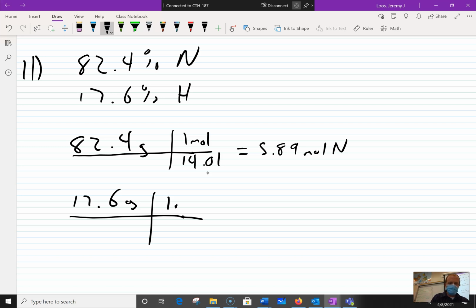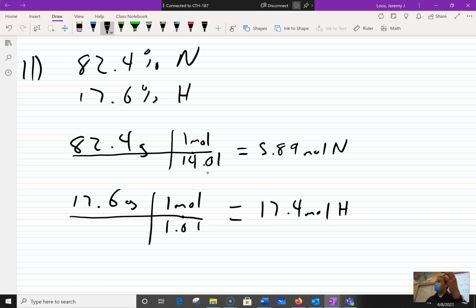Same thing with the hydrogen. I'm not going to use 2.02. I don't have a chemical reaction here. I'm just going to do the normal mass from the periodic table, which we're going to call 1.01. And I'll get to that in a second here.